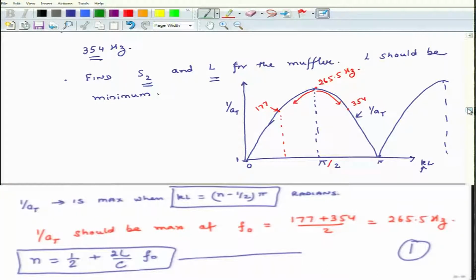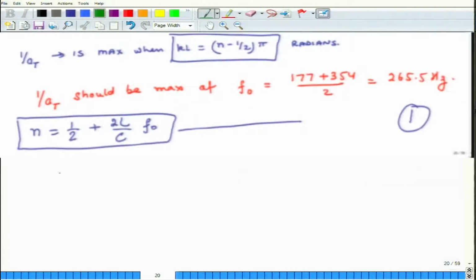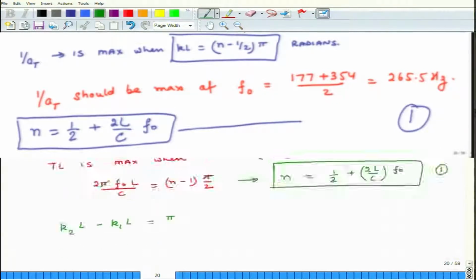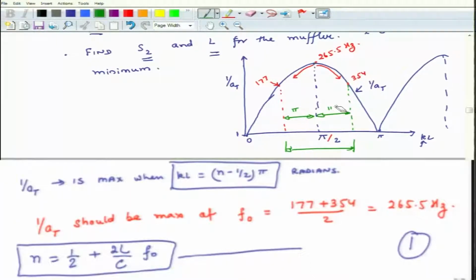And now let us look at this chart again. The distance from here to 0 hertz is pi by 2 radians. So, the distance between 265 hertz and 177 hertz will correspond to what, pi by 8, and this is also going to correspond to pi by 8. Okay. So, what I can say is that K2L minus K1L is equal to pi, I am sorry, it should not be pi by 8, it should be pi by 4, because the overall distance is pi by 2.